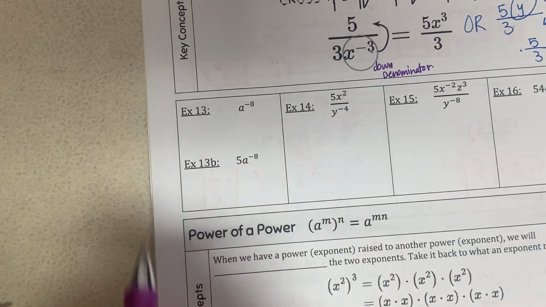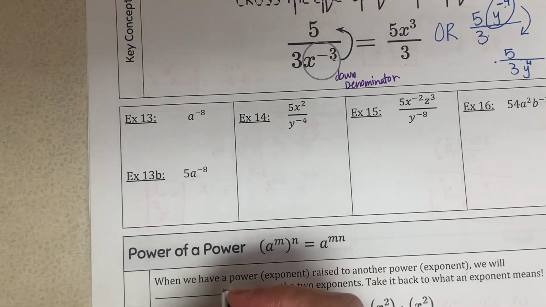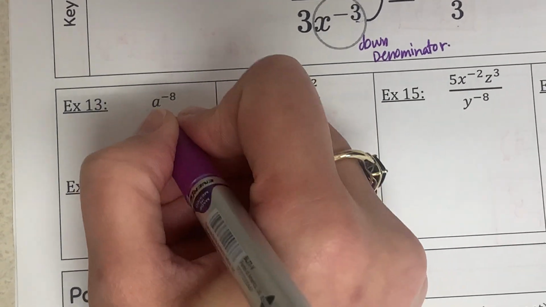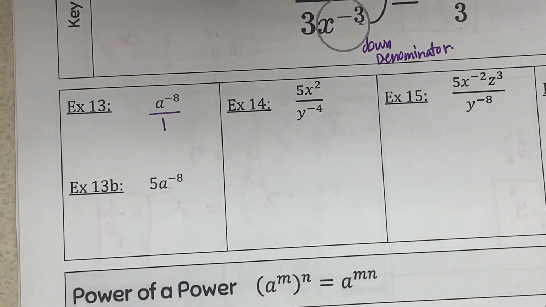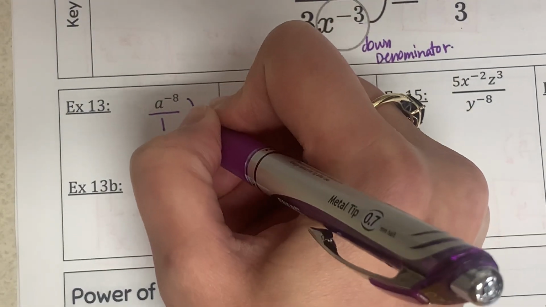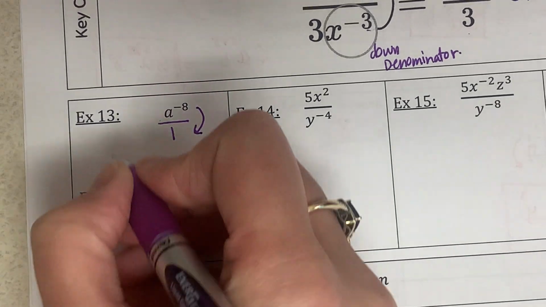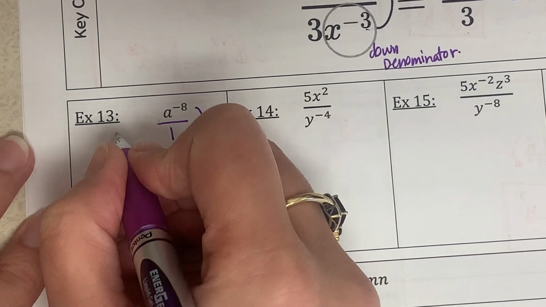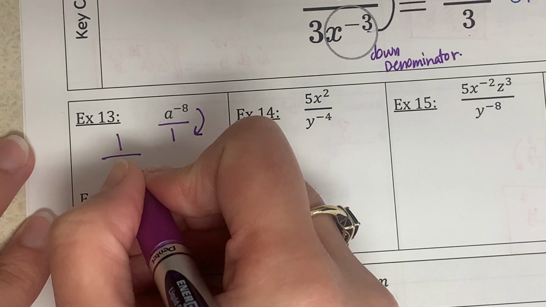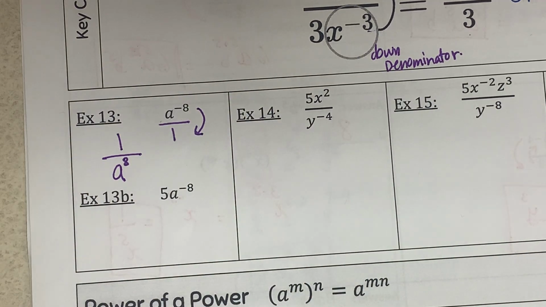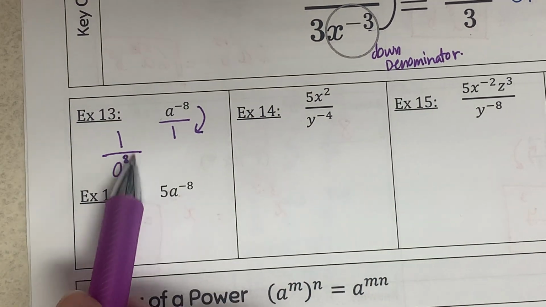A to the power of negative 8. How do I make it positive? Easy. First of all, it's in the numerator, put 1. And all you do is switch its position, make it go down. So flip the whole thing. It becomes 1 over a to the power of positive 8. That would be the answer.